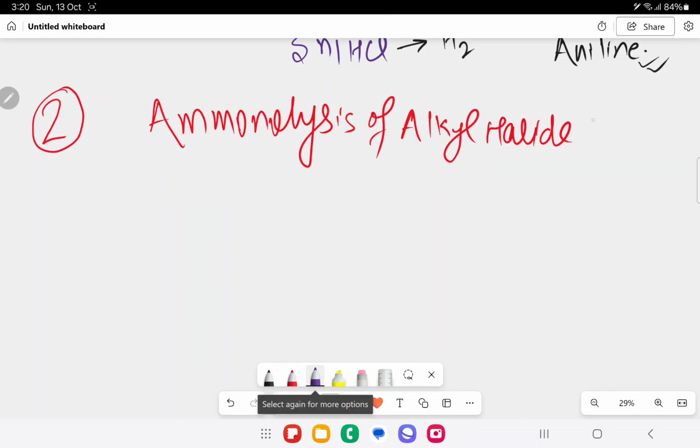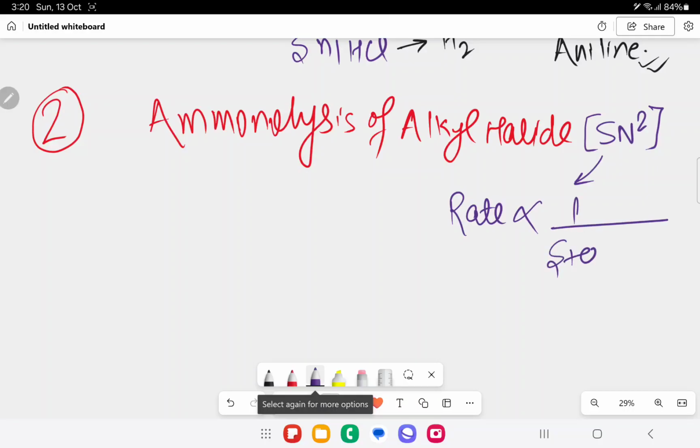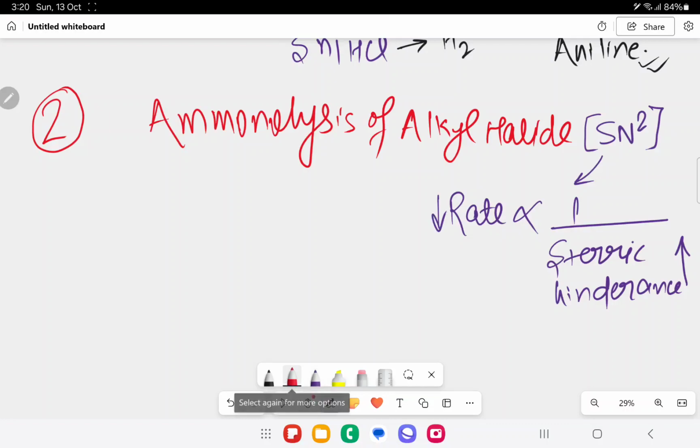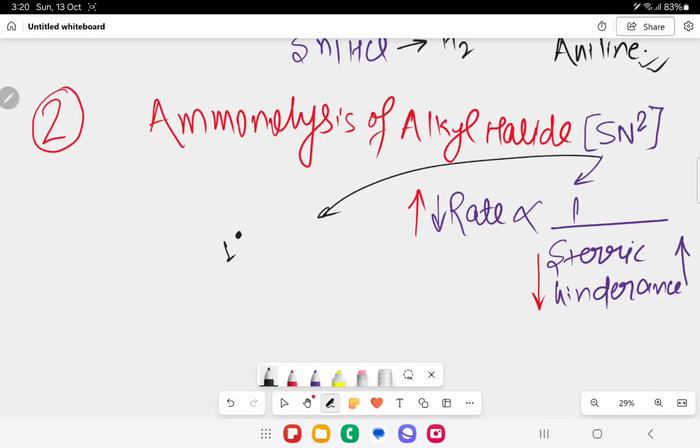Only one thing is important you have to know about that: over here the SN2 mechanism is followed, and the basic thing about the SN2 mechanism is that its rate is inversely proportional to steric hindrance. It means the more the steric hindrance, the less the rate of reaction, or the less the steric hindrance, the more the rate of reaction. So we know that in SN2, 1 degree does very well, after that 2 degree, after that 3 degree. It means 1 degree is greater than 2 degree, which is greater than 3 degree.